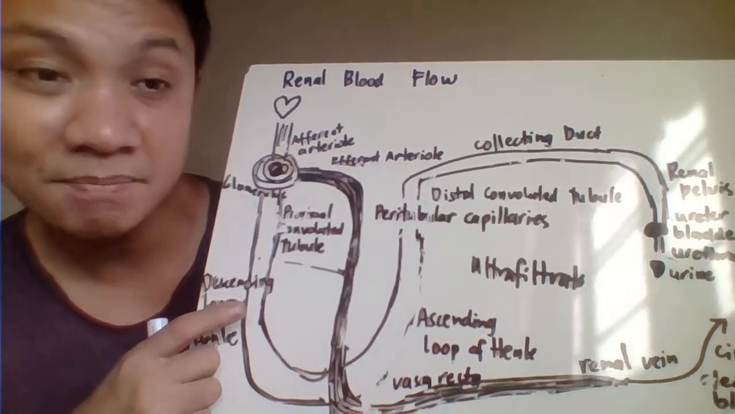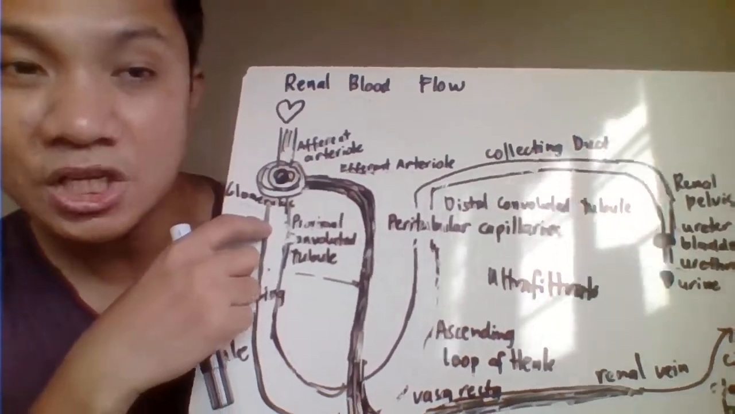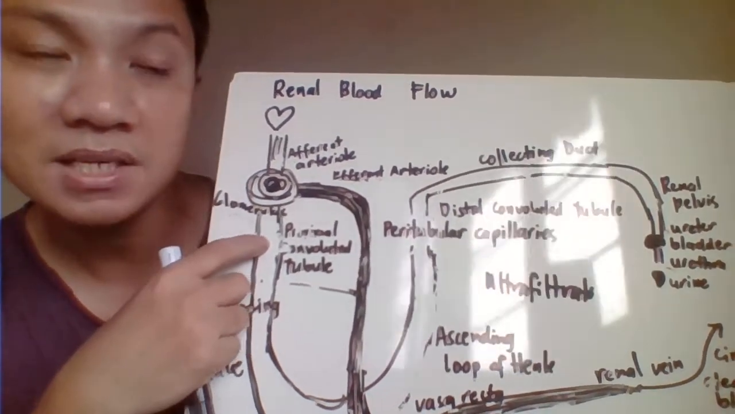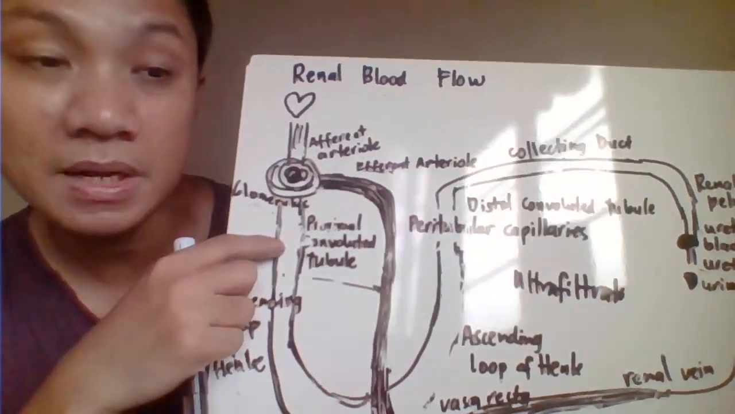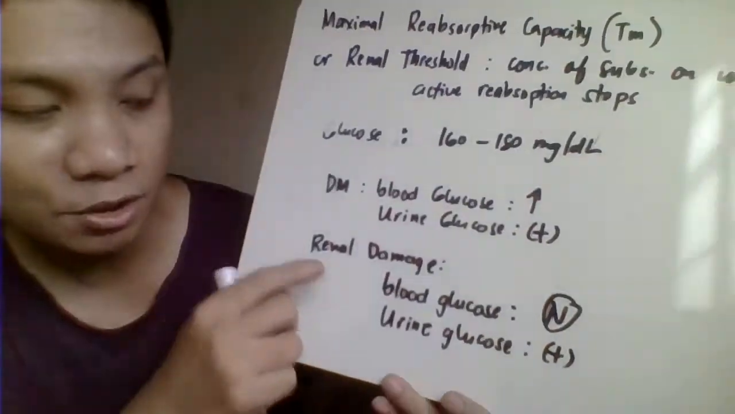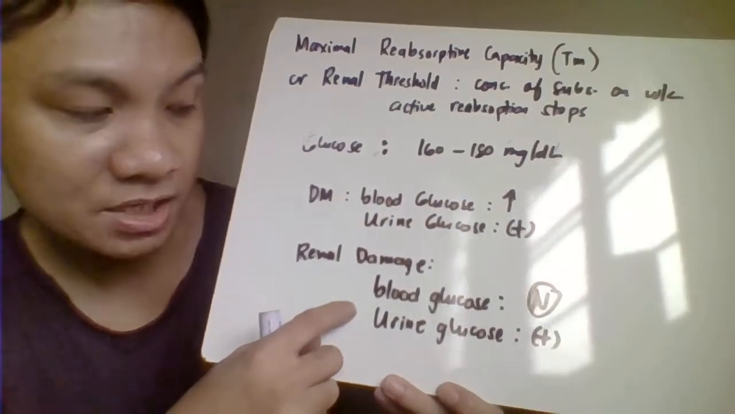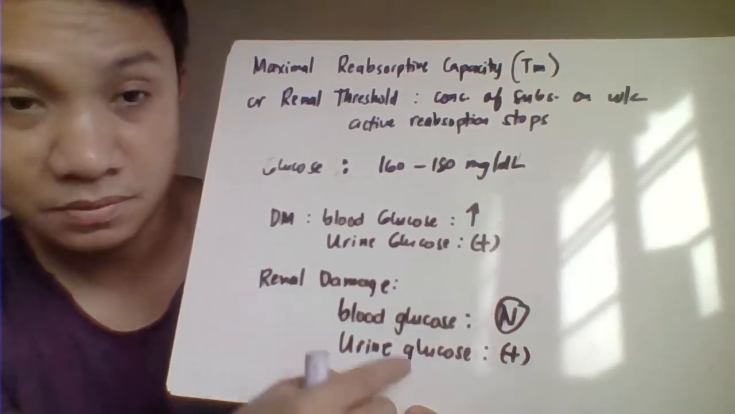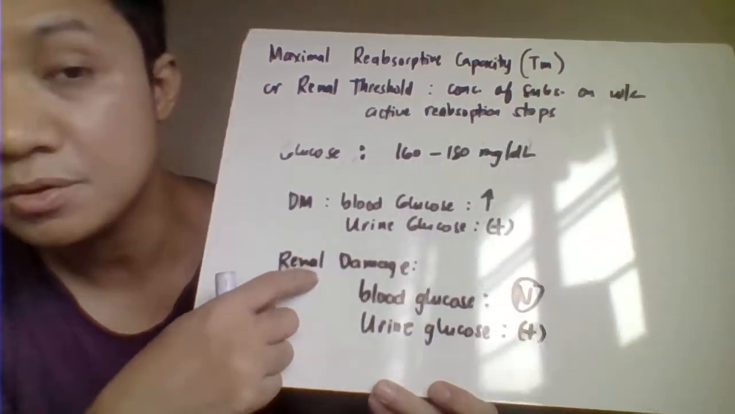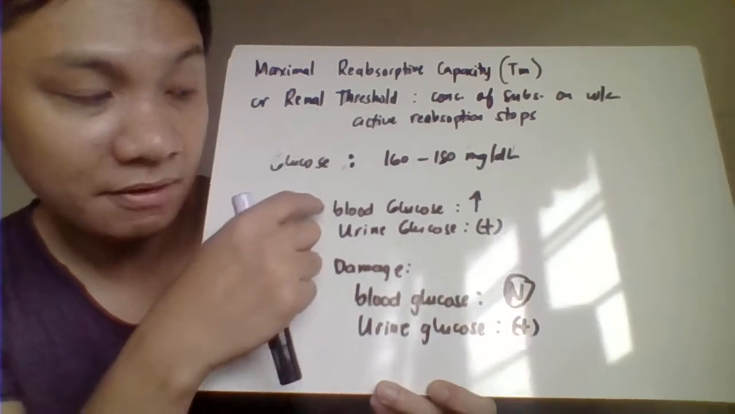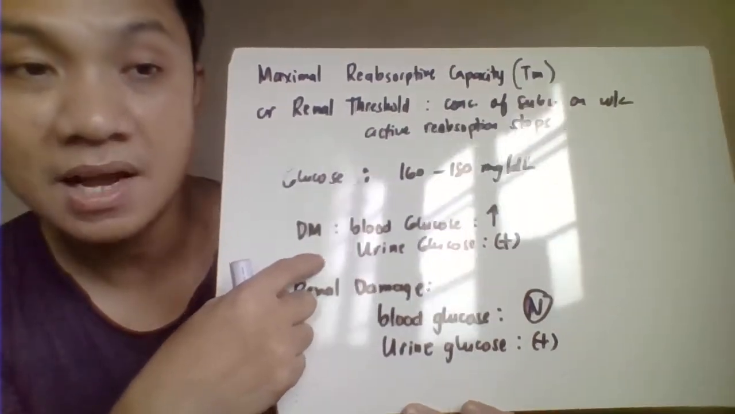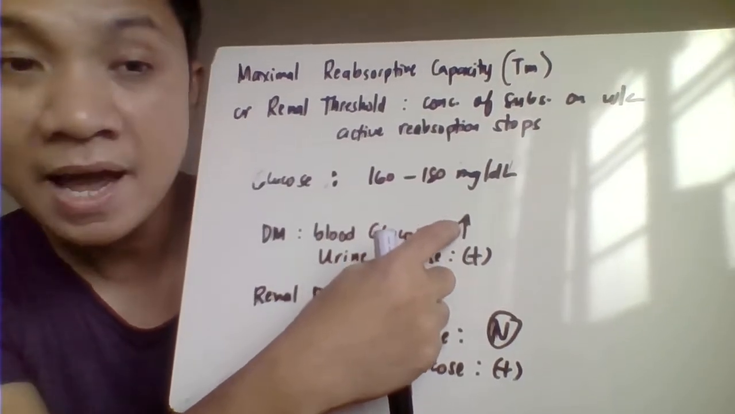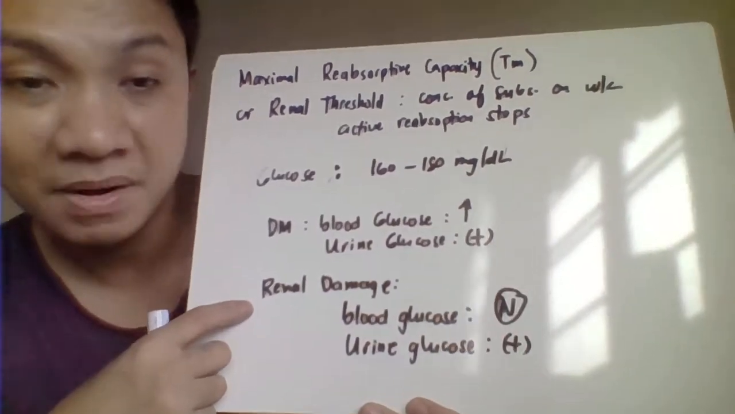It's because, again, pagdating dito, hindi siya na-reabsorb ng ating proximal convoluted tubules because the patient has a problem in the tubular reabsorption. So, ito magiging result ni patient: blood glucose niya normal, pero ang ihi niya positive for glucose. That's a tubular reabsorption problem patient. Differentiate that one from the patient having diabetes mellitus na lahat, blood glucose niya and urine glucose niya, are all increased or positive.